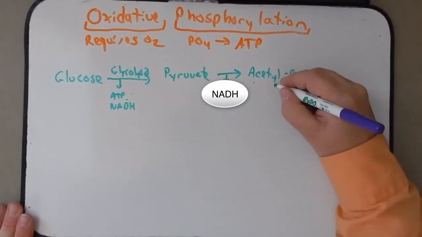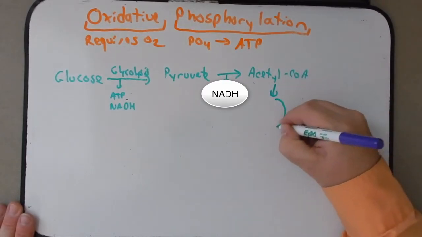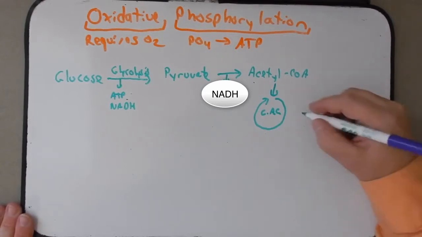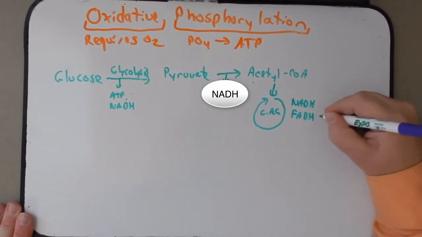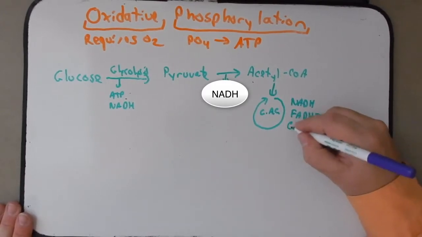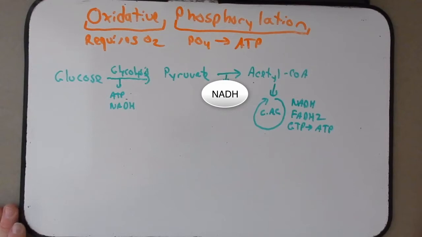We then talked more recently about how acetyl-CoA could be fed into the citric acid cycle. In the citric acid cycle, we made NADH and FADH2. We also made 1 GTP, remember, and then that was converted into ATP. So now we're at the end here. What are we going to do next?